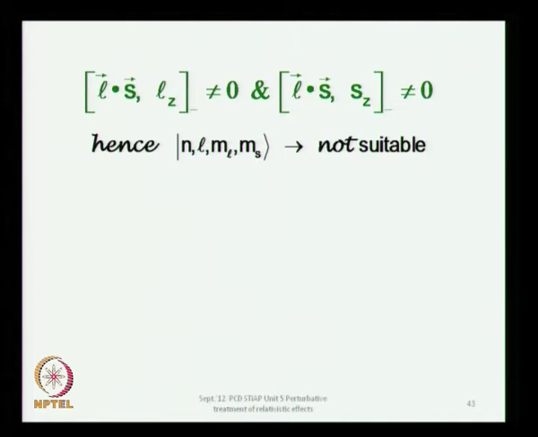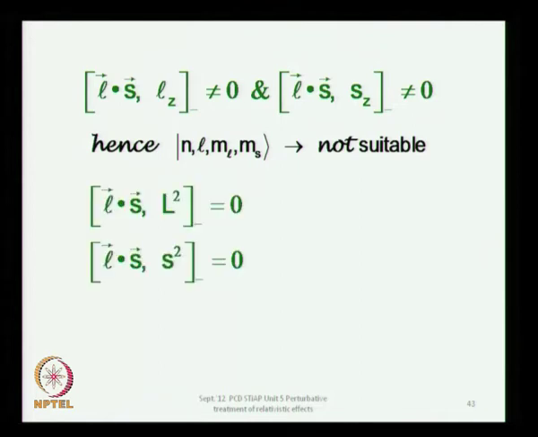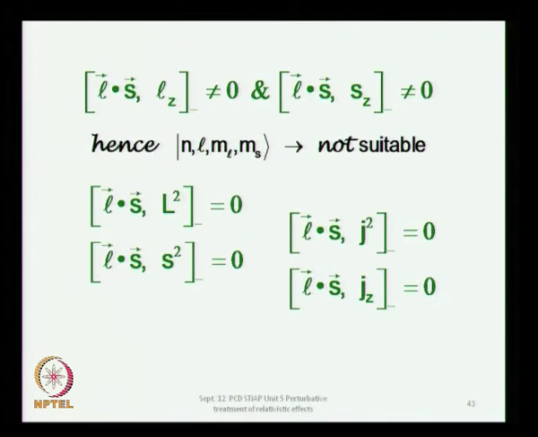S, they are not suitable for the treatment of the perturbation, but then the L dot S perturbation does commute with L square, it also commutes with S square, and it also commutes with J square and Jz. Now, that immediately tells us what the appropriate basis is, because L dot S can be simultaneously diagonalized with J square and Jz. So, n, L, J, Mj will be the appropriate basis vectors.